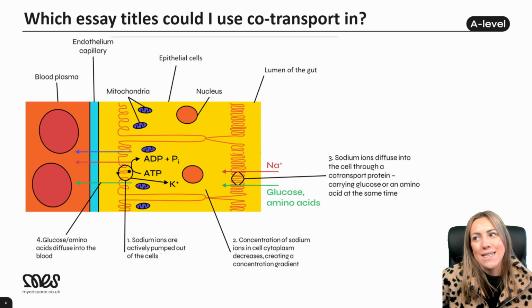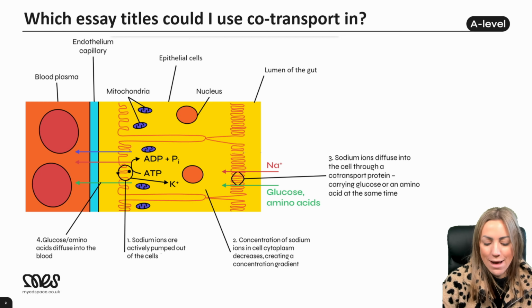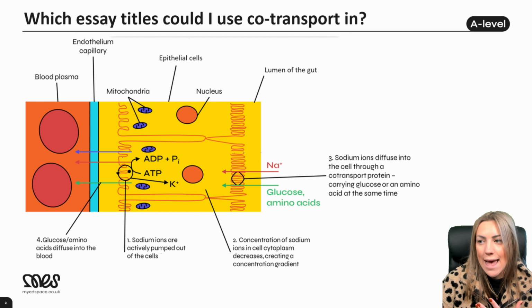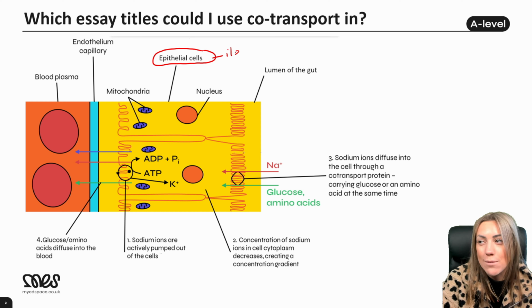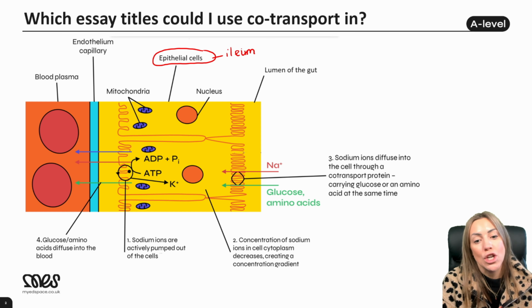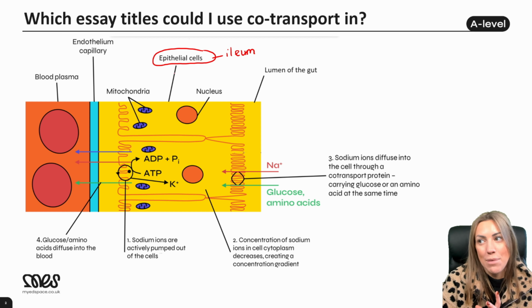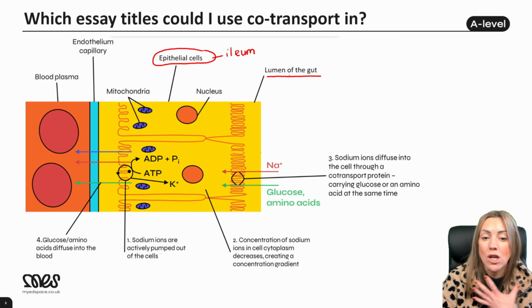First of all, what is co-transport? This is just a little reminder for you. This could be, for example, an epithelial cell that lines the ileum of the small intestine, which is where absorption of glucose and amino acids takes place into the blood. This would be the lumen of the gut, so the inside of the ileum, the inside of that tube where there's lots of glucose and lots of amino acids that have been digested from starch and from proteins.